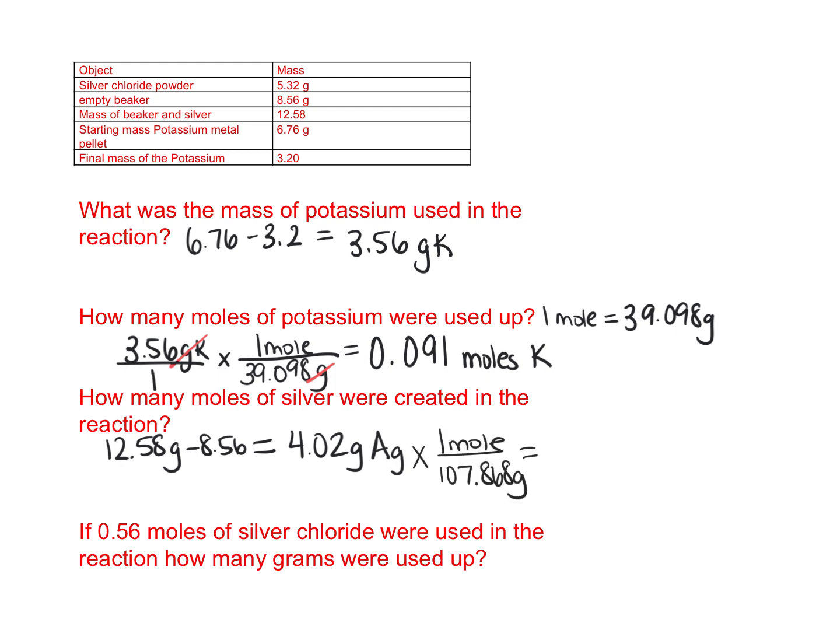To do that, we're going to use 1 mole over the molar mass. The molar mass is going on the bottom because I don't want grams anymore, so I want it to cancel out. So I'm going to do 4.02, and then divide that by 107.868. That's going to give me 0.037 moles of silver.